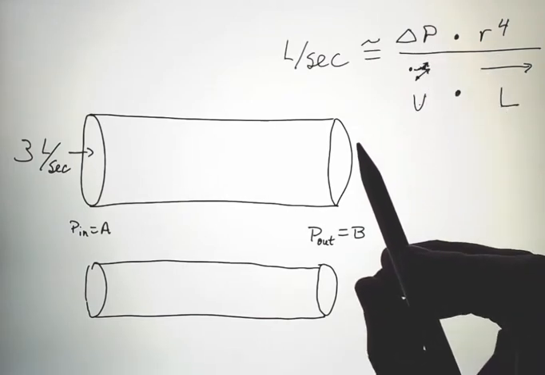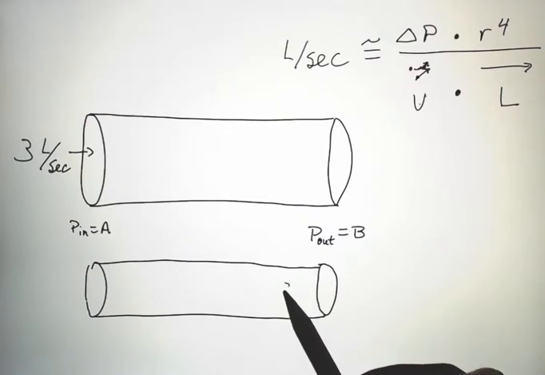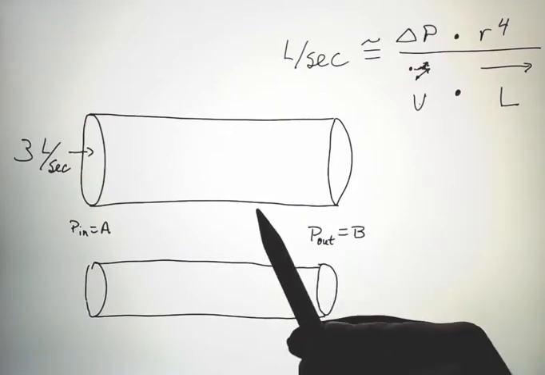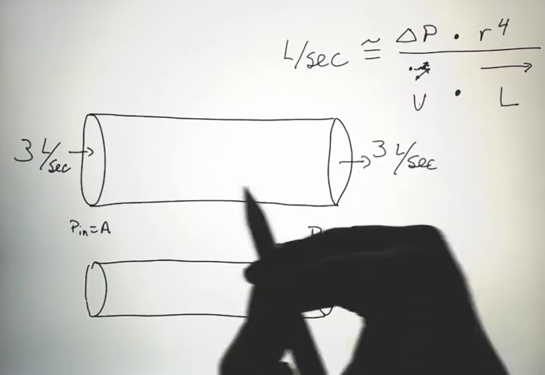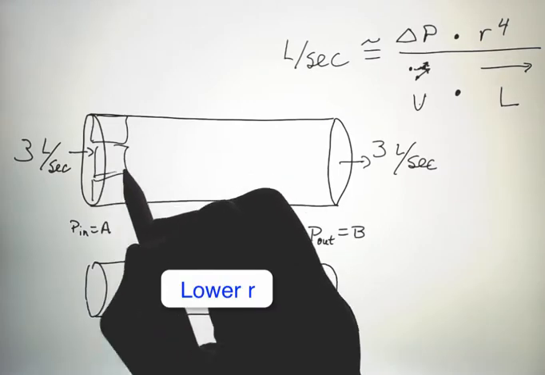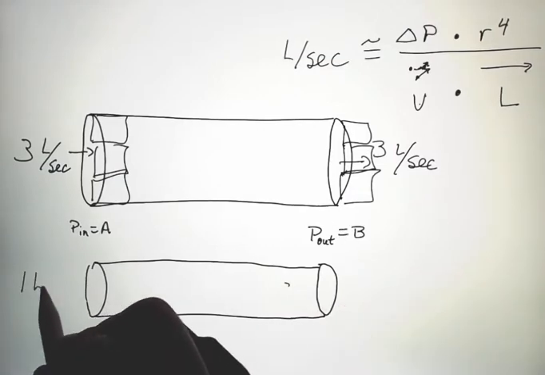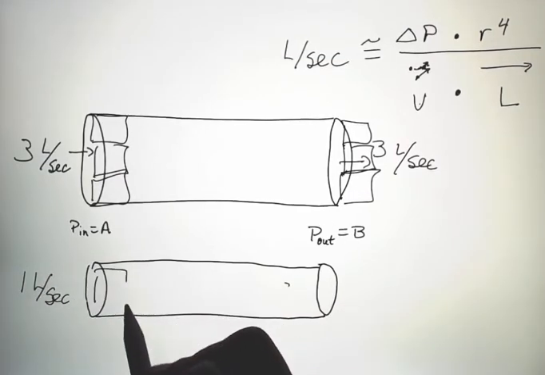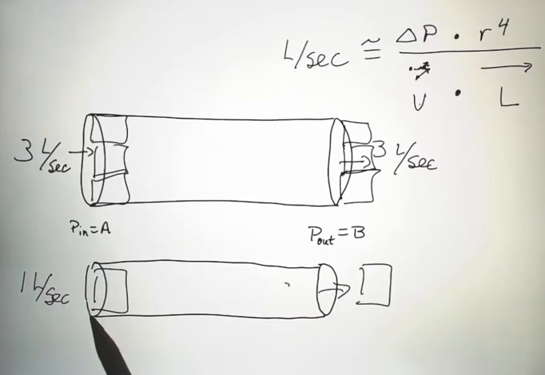It has implications for blood flow through tubes. Here are 2 tubes, same pressure in, same pressure out, same length, and same viscosity of the blood. If the upper tube has 3 liters per second coming in, it must have 3 liters per second coming out. 3 in, 3 out in the same second. The narrower tube must have a lower volume flow rate. Here's 1 liter per second coming in, 1 liter per second coming out. Thus, trying to force blood through a narrower tube with the same pressure difference, the same force produced by the heart, will move less volume of blood.